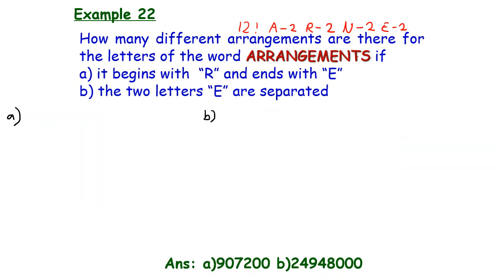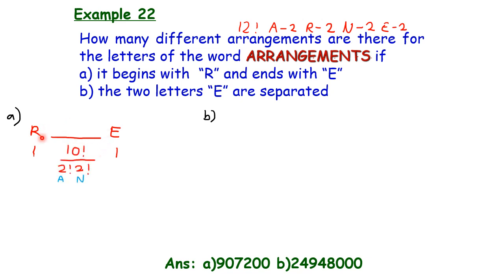Right, next we move to example 22. The question here: how many different arrangements are there for the word arrangement? The word arrangement has a total of 12 letters, with 2 A's, 2 R's, 2 N's, and 2 E's. For the first question, it begins with R and ends with E. We notice that we have 2 R's and 2 E's. Since we have already used one R and one E, we only have 1 remaining of each.